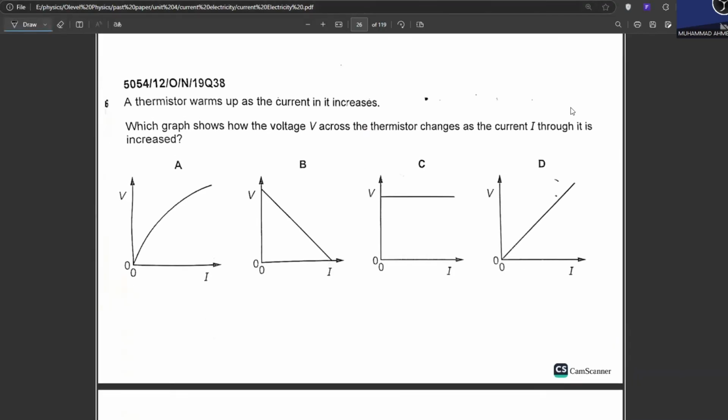A thermistor warms up as the current in it increases. Okay. So basically, the resistance of thermistor decreases. We know voltage over current ratio of thermistor decreases. Which graph shows how the voltage across the thermistor varies as current through it is increased? So we have to see the voltage versus current graph. This is the correct voltage versus current graph, which is a decreasing curve. Simple as that. Let's further move ahead.